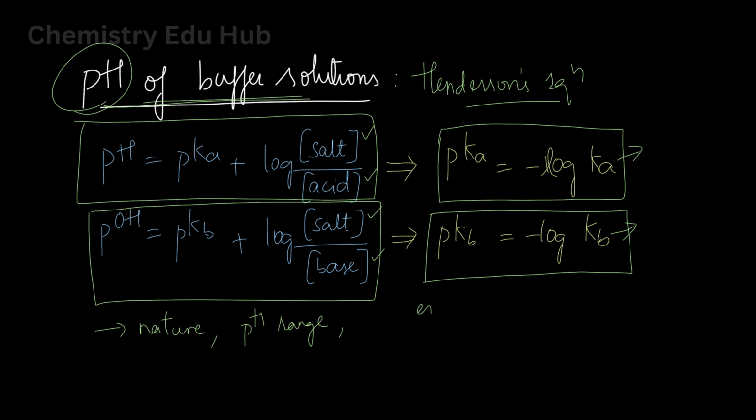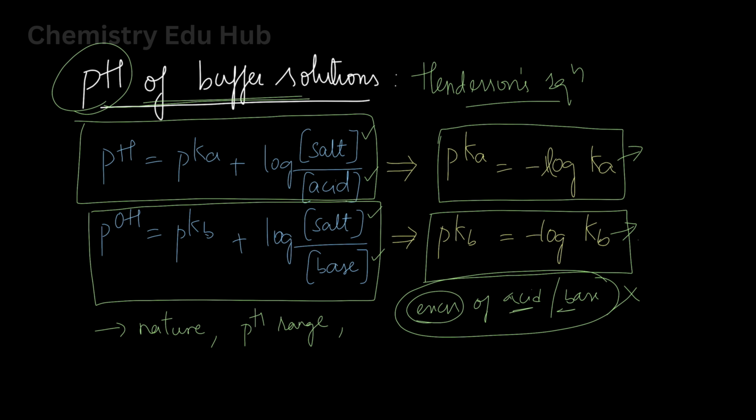Suppose we add an excess amount of acid or base to the solution, the buffer cannot resist, or the action of the buffer is negligible. The pH will still change. So you should not add an excess of acid or base. You should add only a small amount of acid or base, only then will the pH resist.